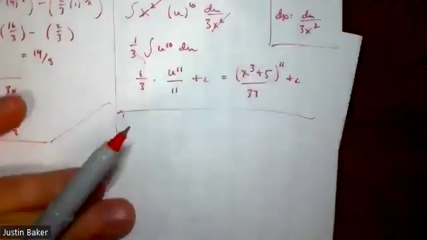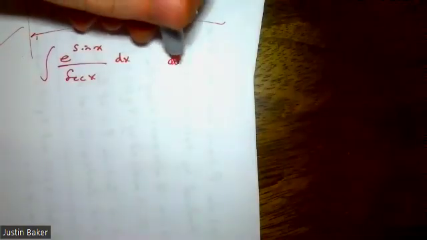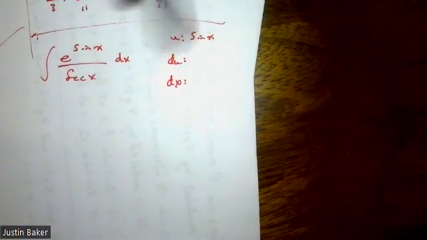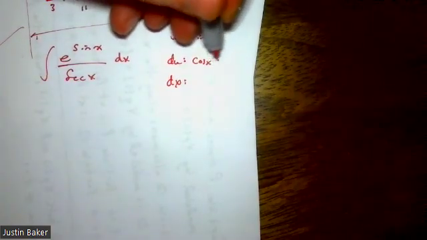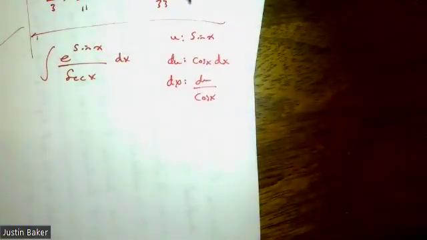Okay, if we had something with some trig, how about if we had e to the sine x over secant x. So we're looking at this and saying, all right, what do we got going on here? We need to do u substitution. So u, du/dx. So u is sine x. Remember, it's not e to the sine x, it's just the thing that it's raised to. du would then be cosine x dx. So then dx would be du over cosine x.